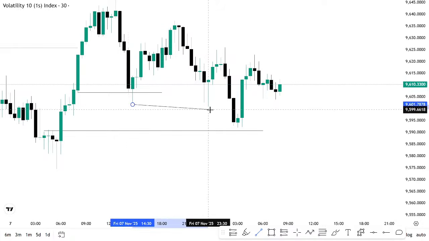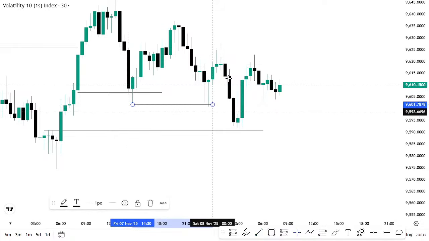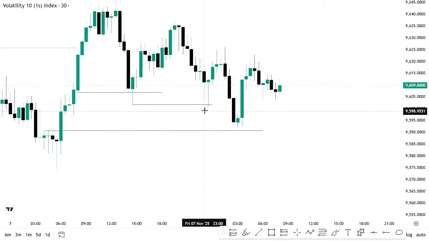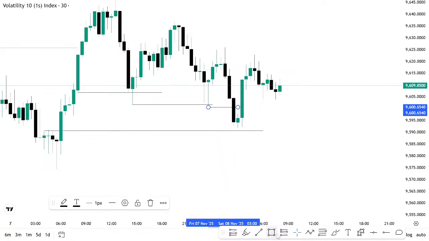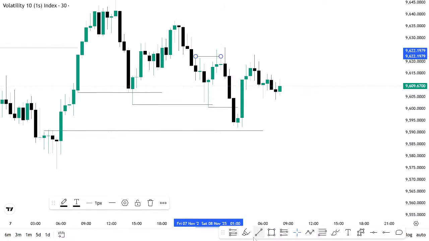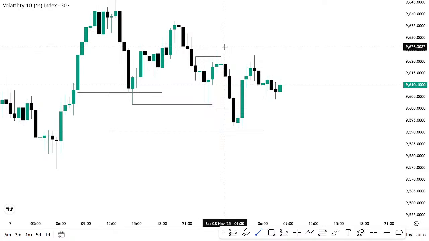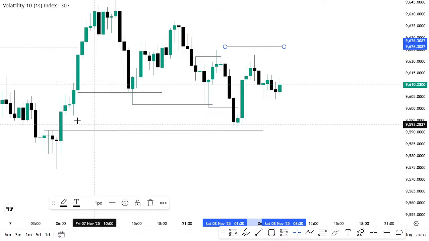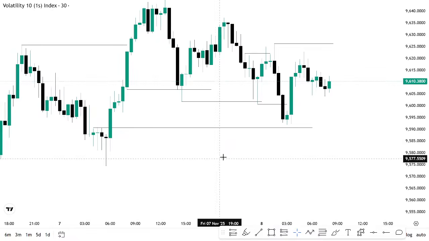We had a break, okay, a sweep. Then we had a break. Apparently this high manipulated this high. So the first thing I'm waiting for is for this high to be broken. Where market is reacting is a very, very good area.